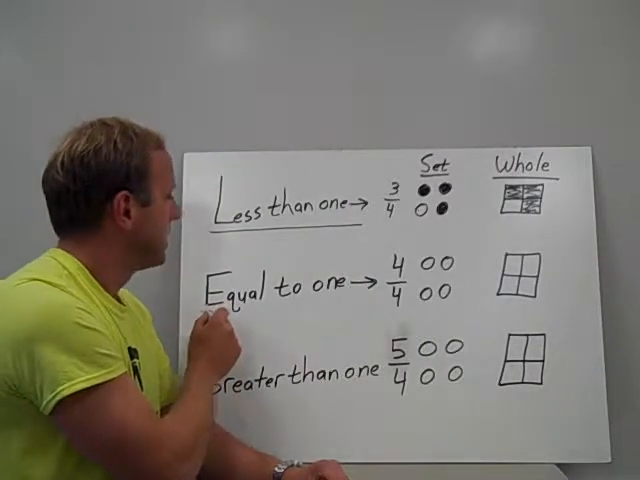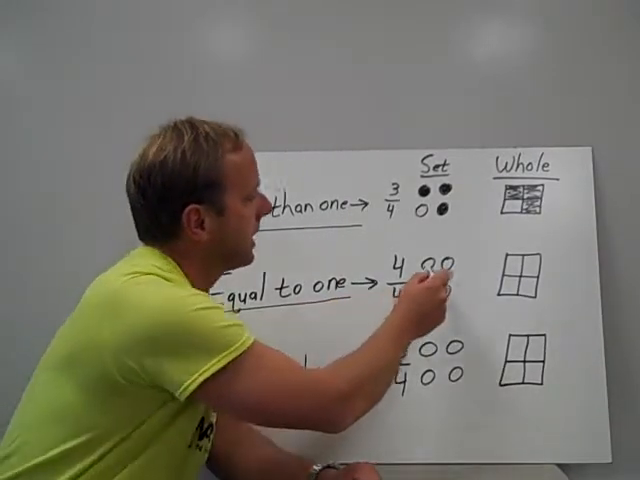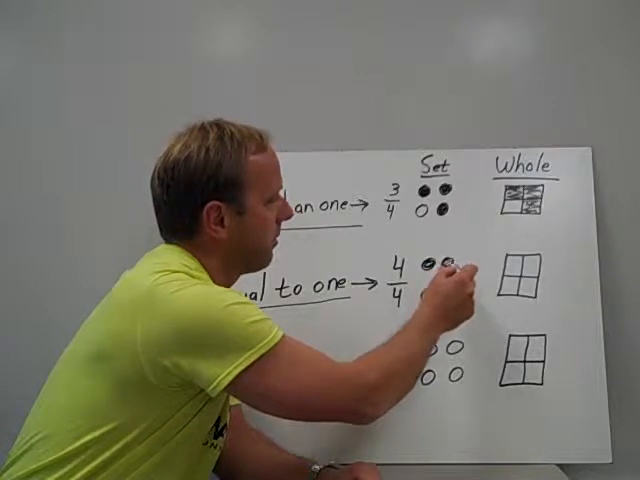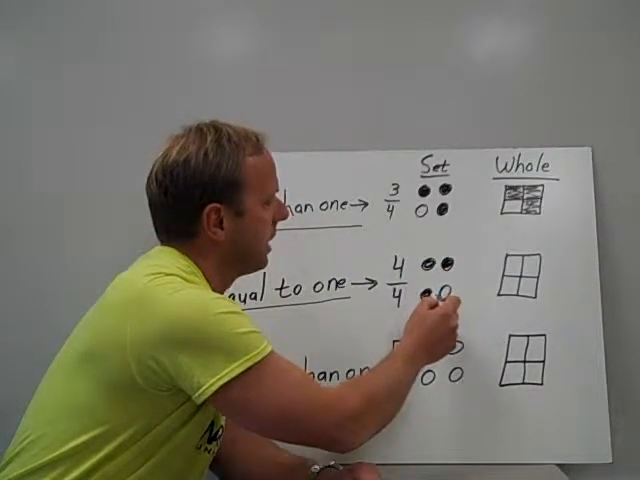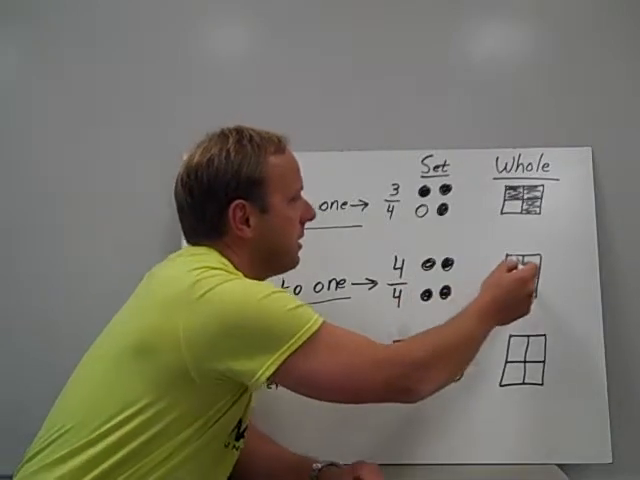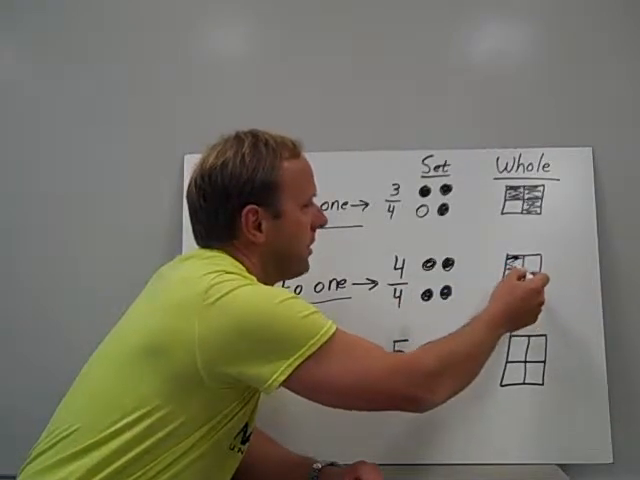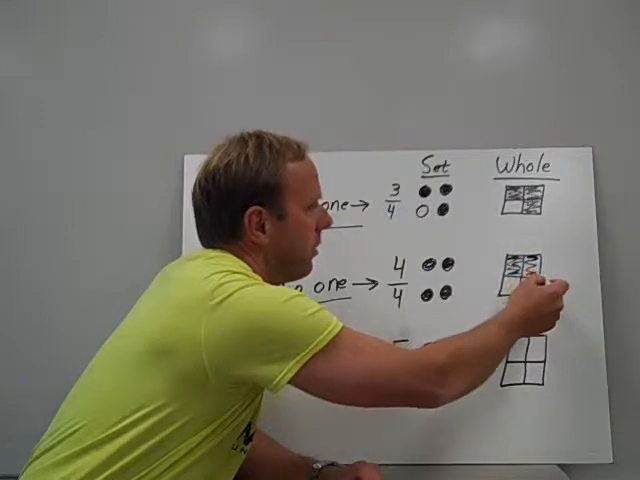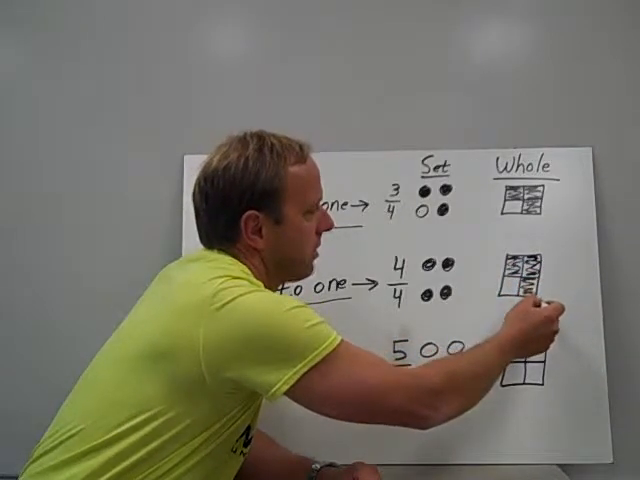When a fraction is equal to 1, again, that means that all of our parts are being considered. We have all 4 out of these 4 parts of this set, or the part of this whole, we're using all 4 parts.